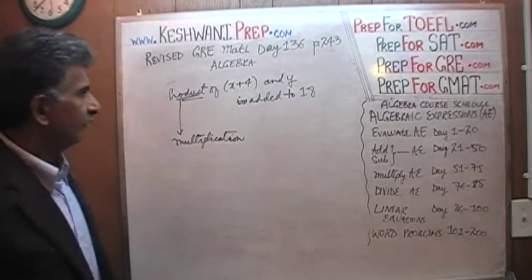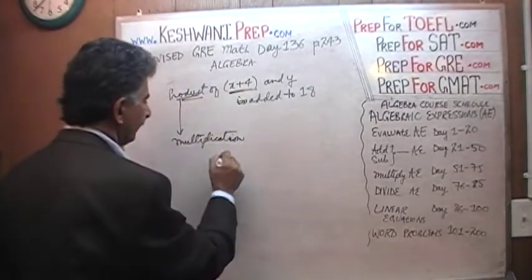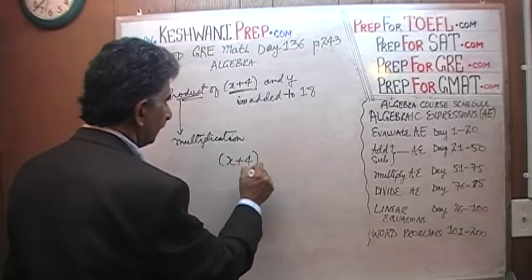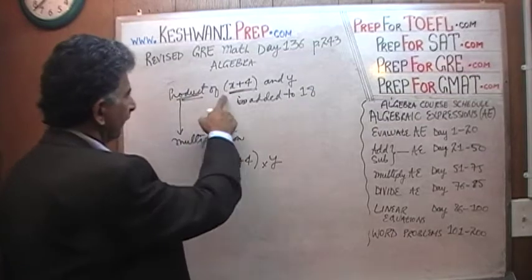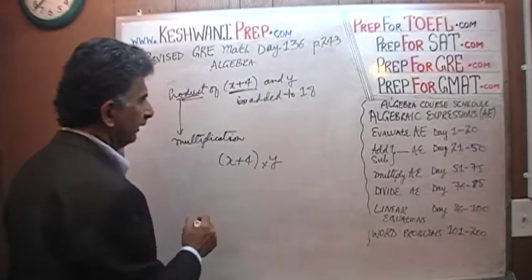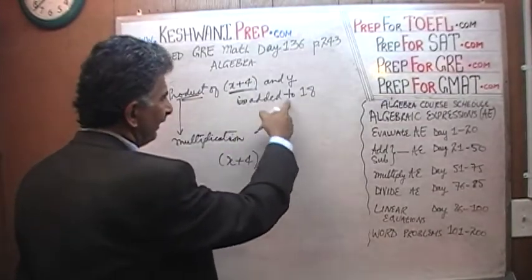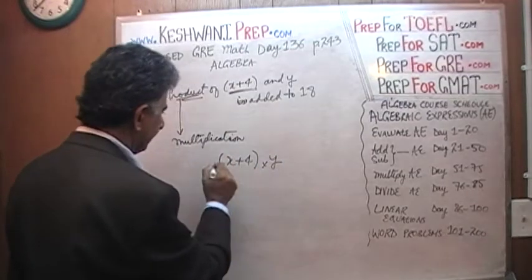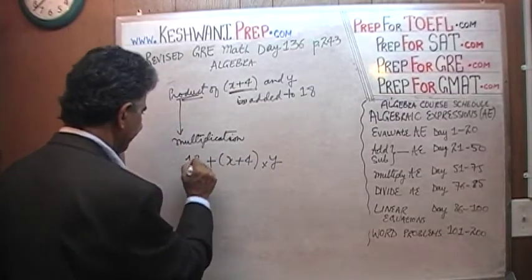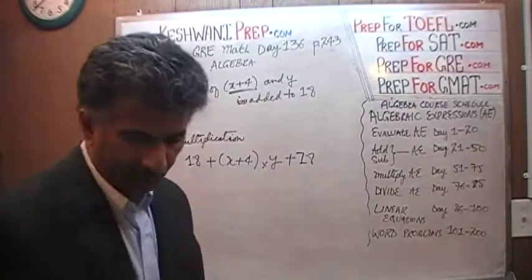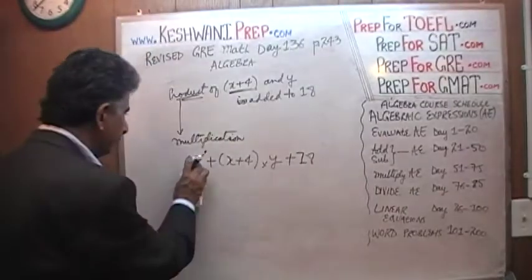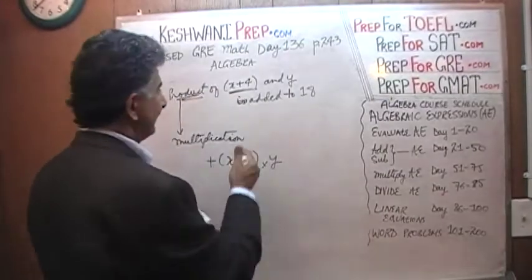Product means multiplication. So we take the product of this quantity x plus 4 times y. That's the product of x plus 4 and y. That's this part. And it's added to 18. Or 18 is added to it. Same thing. 18 is added to it, or it is added to 18.